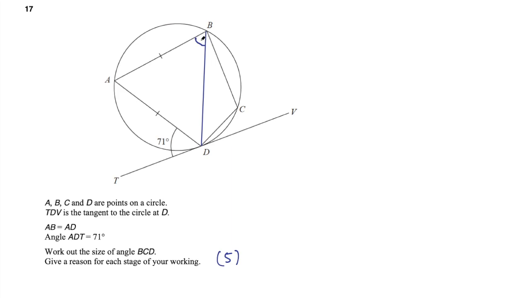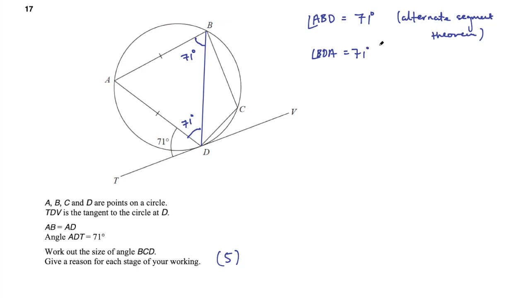And now we know this angle will be 71 degrees. So let's go ahead and write that down. We know angle ABD equals 71 degrees. That's the alternate segment theorem. And now this line we drew also created an isosceles triangle. So this angle is the other base angle of this isosceles triangle. That means this angle also must be 71 degrees because base angles in an isosceles triangle are equal. So we can also say angle BDA equals 71 degrees because it's an isosceles triangle.